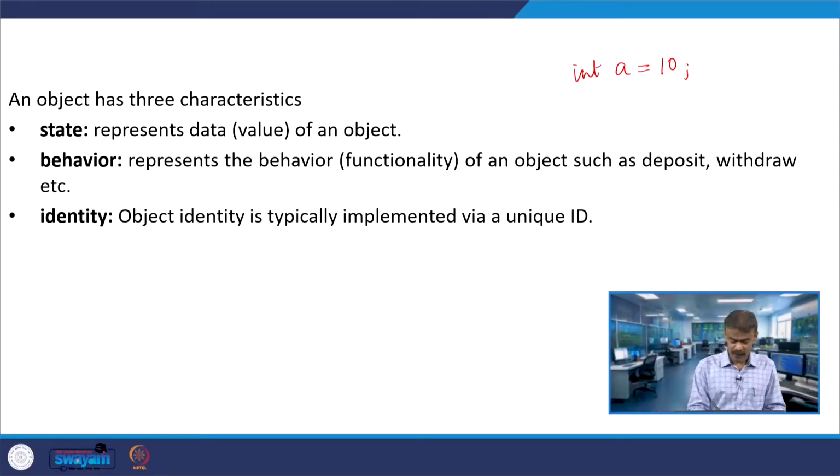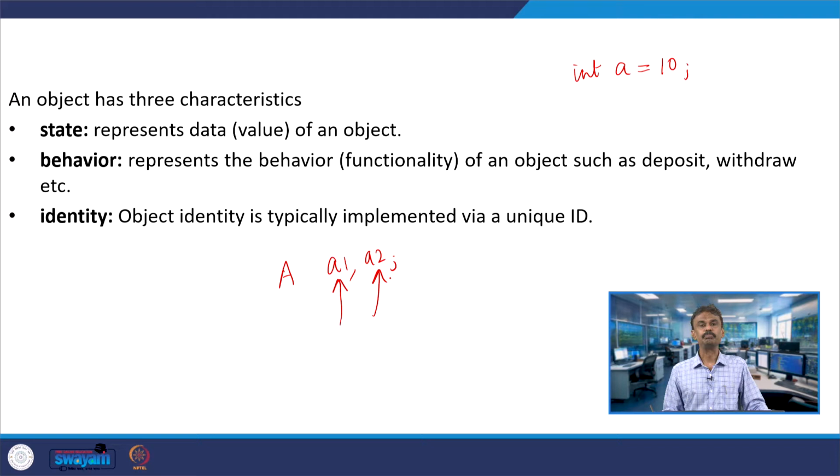And suppose I define a class A, under which I have, let us say, two objects A1, A2. Now these two have identity. If I take C++, when I instantiate an object A1, it will be stored in some memory space. It will have a unique identity, and A2 will be stored in a separate memory space.